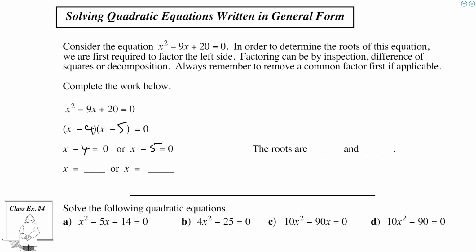If x minus 4 is 0, then x equals 4. If x minus 5 is 0, then x equals 5. So the roots are 4 and 5. Simple.